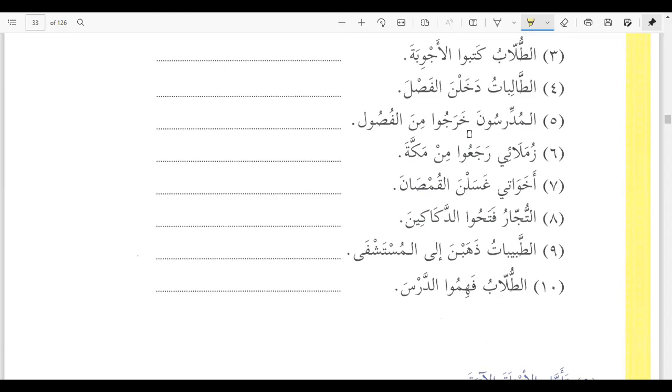So number 5, المدرسون خرجوا من الفصول. Sir, the teachers went out from the classes. Okay. Then, sir, خرج المدرسون من الفصول. The teachers went out from classes. Yes, sir. Good. The teachers went out from the class.